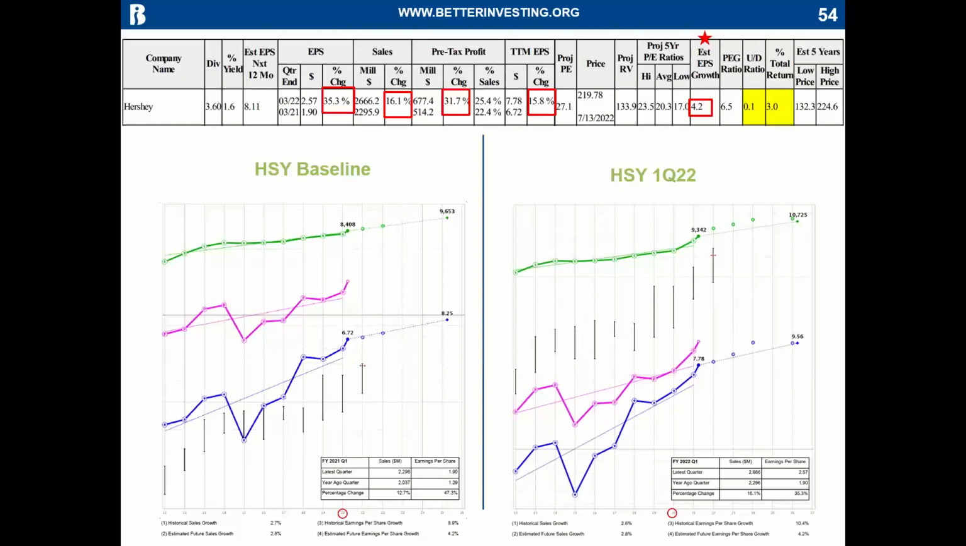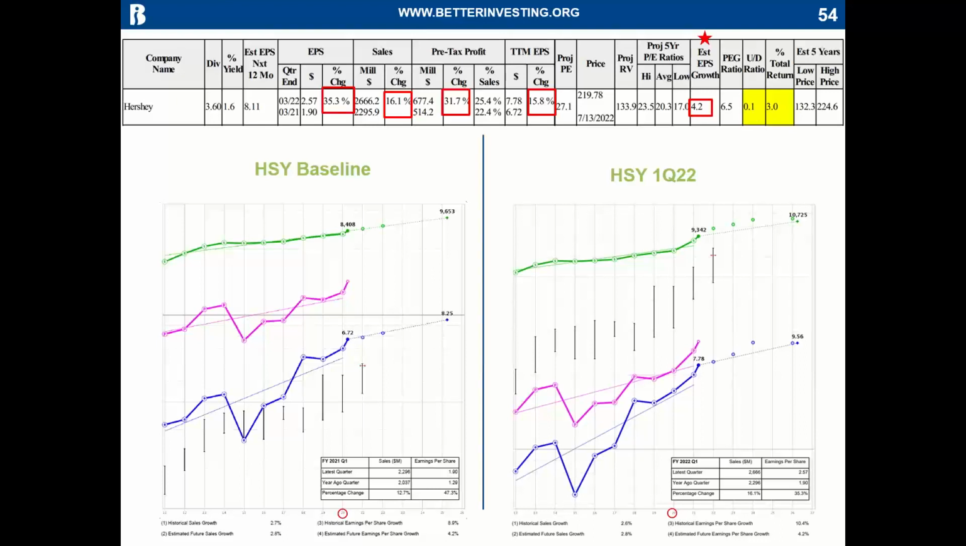This company has just been firing on all cylinders. You can see the PERT has been just phenomenal. The earnings, all the growth metrics have been phenomenal. Earnings, 35.3%, sales, 16.1%, pre-tax profit, 31.7%. On the far right, you can see the percent total return is only 3%. So even if you bought this company or were still holding it, you're really only looking at about a 3% total return, and the upside downside ratio is less than 1, and that's why that's highlighted in yellow.